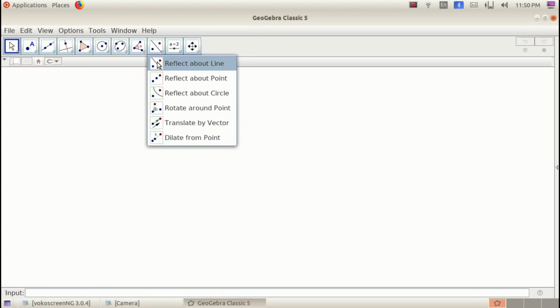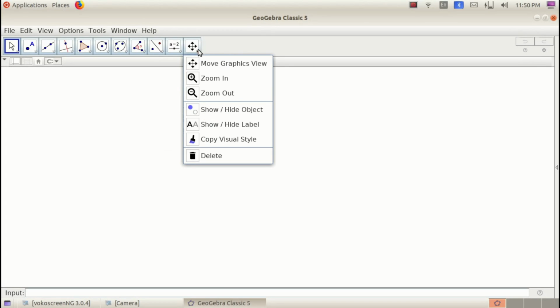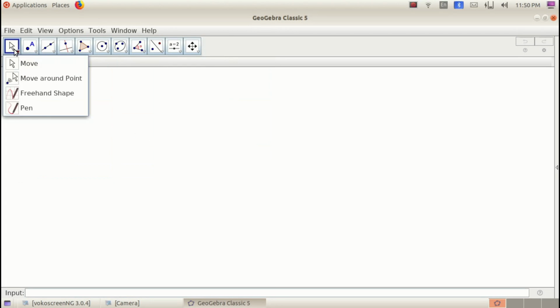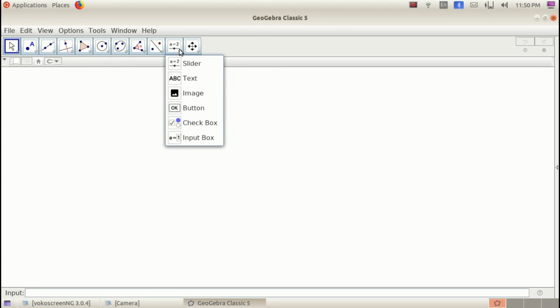Then reflection or rotation tool. Here is the slider tool. Slider tool includes slider, text, image, etc. And move graphic view. We can zoom in and zoom out the figures we drew, etc. Simply, we can find all the actions while we go through the activities.